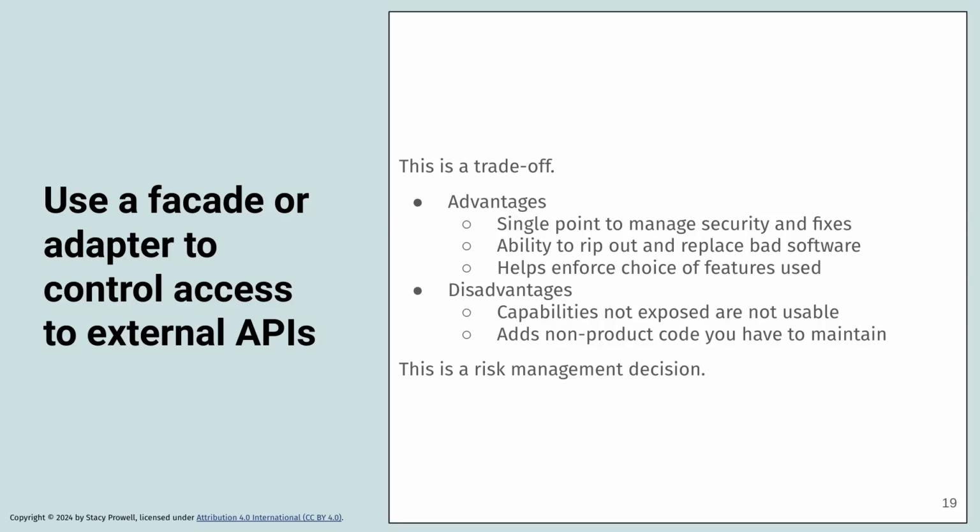The disadvantage is that I have to consciously work to expose any capabilities that I want to use. And if I don't do that through my adapter or my facade, I can't use those capabilities. And it adds non-product code that you have to maintain. It adds that code that's an adapter or a facade. If that third-party library changes, that's great. You've got one place to update. But it also means you have to maintain that additional code.